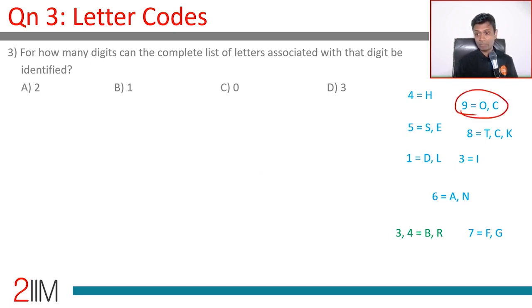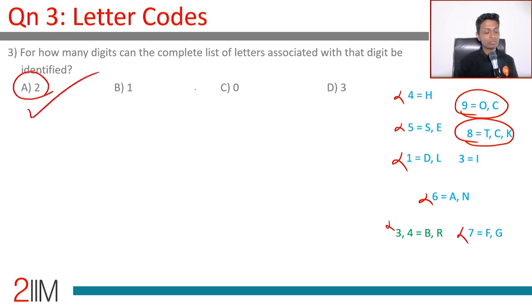9 is O and C. That is done. 8 is T, C, K. That is done. Fine. 1 is not done, 2 is far from done, 3 is not done, 4 is not done, 5 is not done, 6 is not done, 7 is not done. So only 8 and 9, 2 letters. Choice 2.